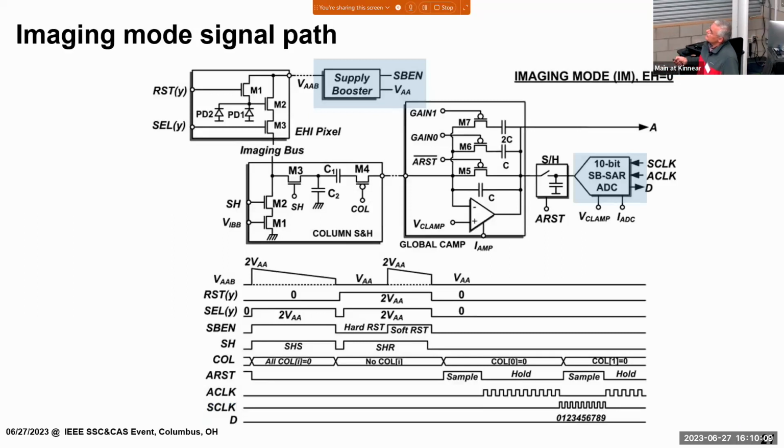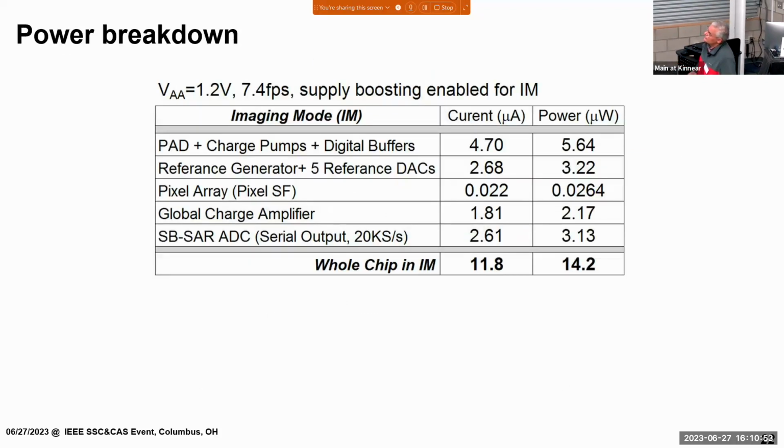And here is the imaging mode operation. Here we have the supply boosting, where we read the signal through the pixel array and pass it through this low power global amplifier, and we have the 10-bit supply boosted SAR ADC, which has a serial output. That voltage is provided by this, and this one has its own supply boosting too. As a result, we end up with a 1.2 volt supply running at 7.4 frames per second, consuming about 14 microwatts for the first generation, while we are also able to harvest the energy through these elements.